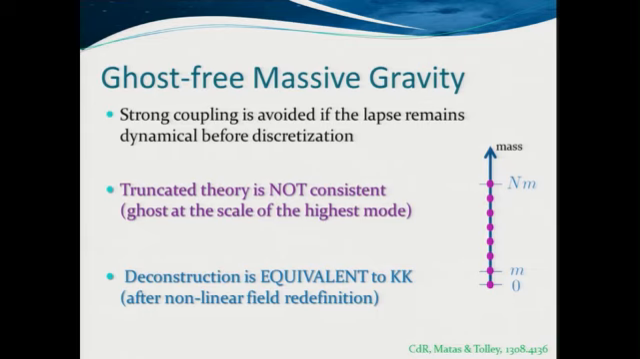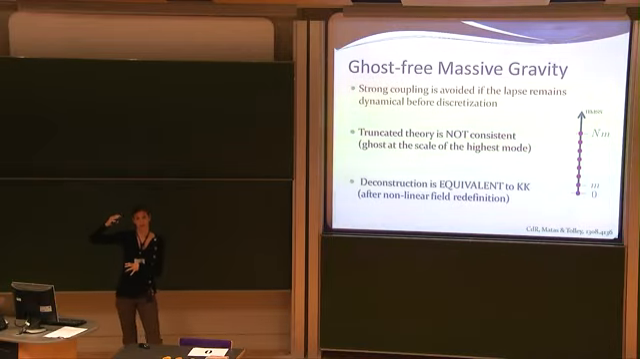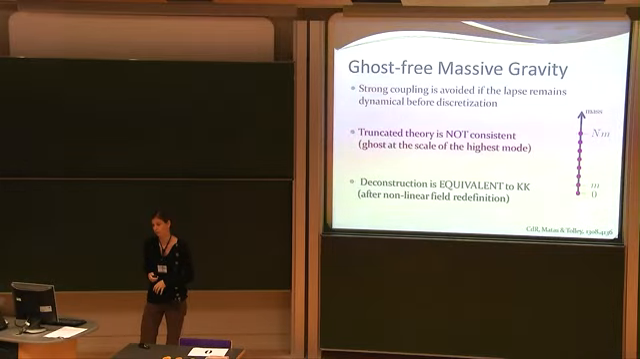So either you want to be able to have a truncated theory, and then you will really get your truncated theory with a strong coupling scale, and you're not going to recover 5-dimensional gravity, or you do your discretization in such a way that you're never going to look at a truncated theory and you'll be able to recover your 5D theory.